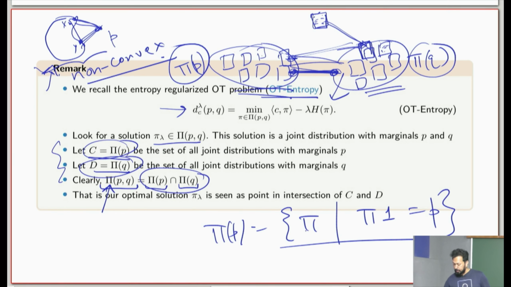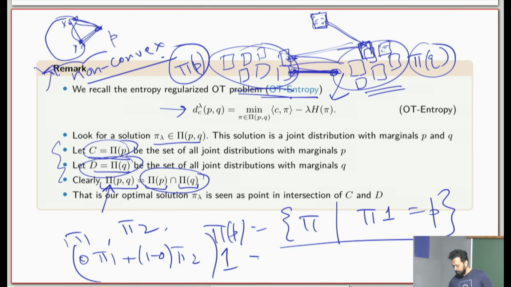Okay, you take two points Pi_1 and Pi_2 and prove that theta Pi_1 plus (1 minus theta) Pi_2, if you do the row sum on this, it will also be P. Very easy to prove. Okay, so that is doable. So this is a convex set, you can prove it directly. So Pi_P, and in the same way you can say Pi_Q is also a convex set. It's just that there is a column sum going on there.